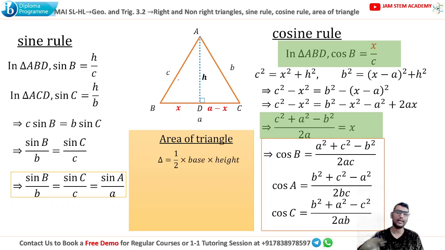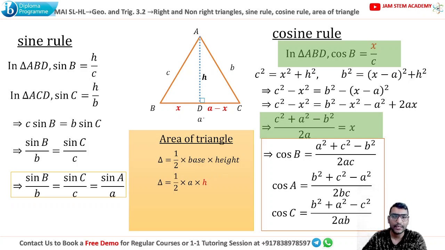So the area of triangle ABC is also half into base into height. We have half base, let's say a. So the base is already known to us, a. The thing is, h is the height, but we need to find this value of h in terms of angles or the side lengths. We're not going to calculate the h value every time.